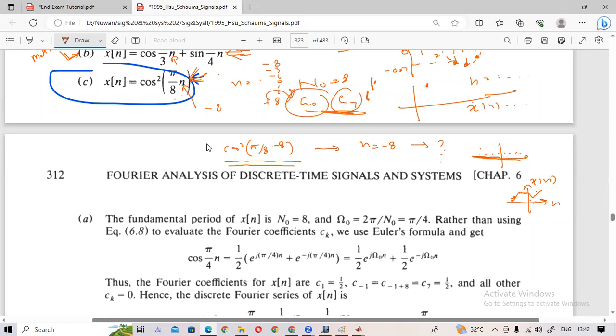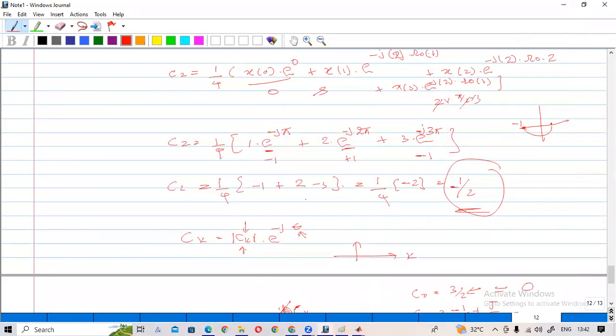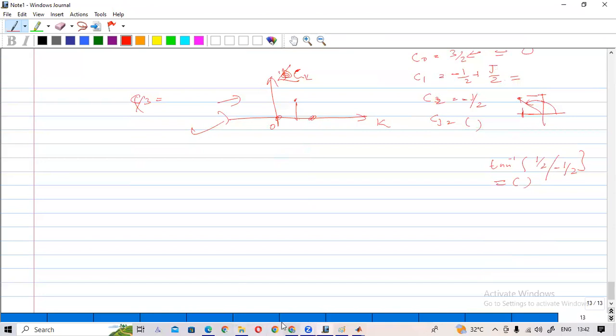Okay, so in this way you can do this question also. Okay, so now I think we will move to the next one. I think that is enough. So if you need, you can do that question also. Okay, so anyway we will move to the next part.